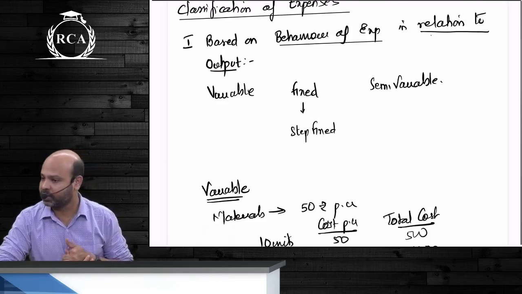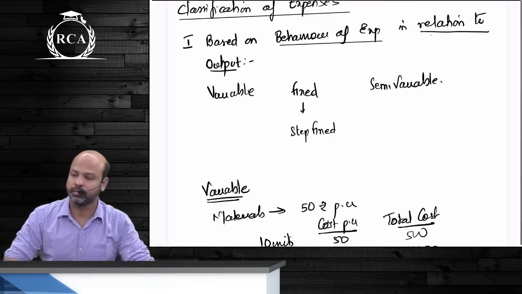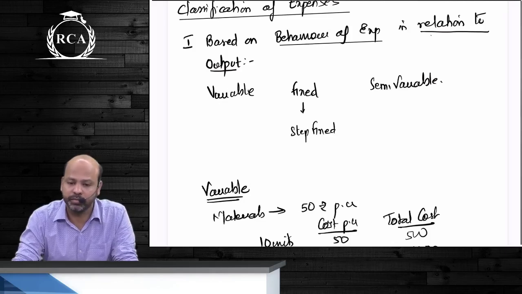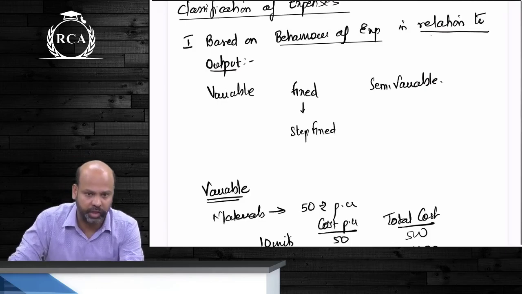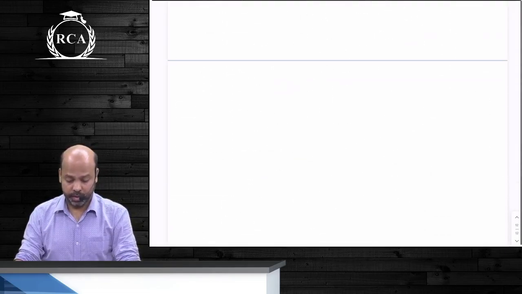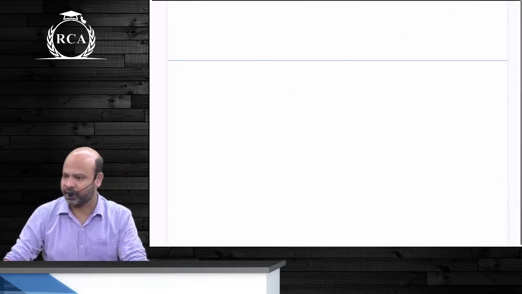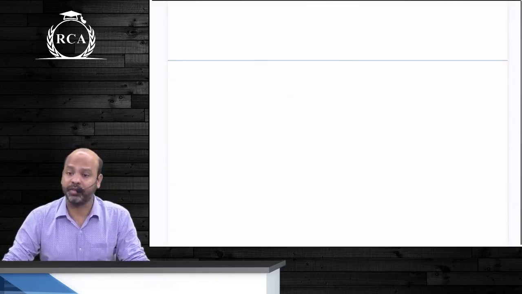Example, if the capacity of a machine is 1 lakh units, and the depreciation expenditure is 5 lakhs.